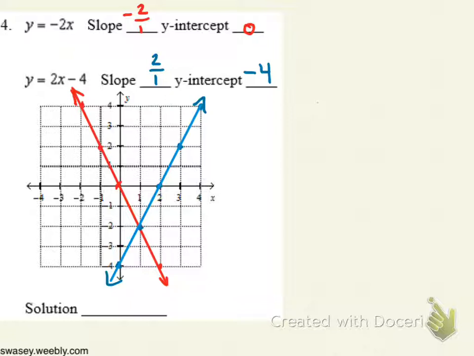Now you're looking to see which of those cases that you have here, if you think about the last three that we did. So they intersect at one point. Now we're going to name that point. So the point of intersection on this one is the point 1, negative 2. So that's our solution to this system of linear equations.